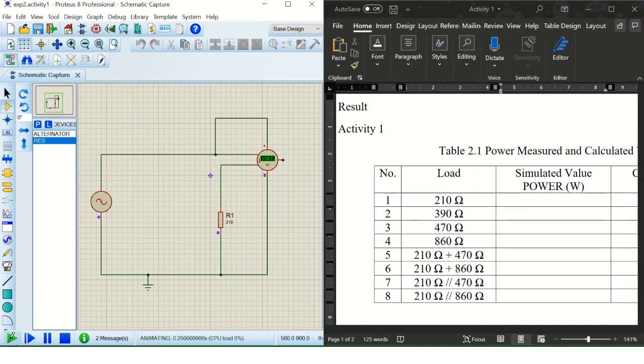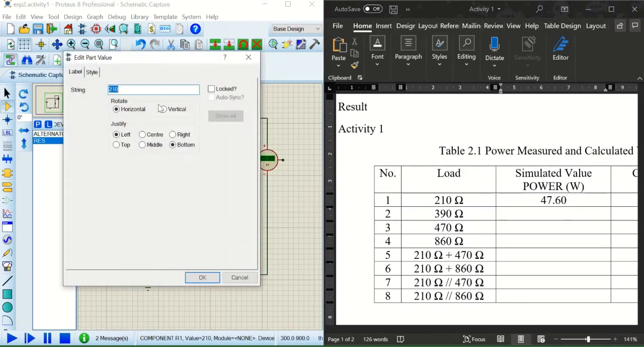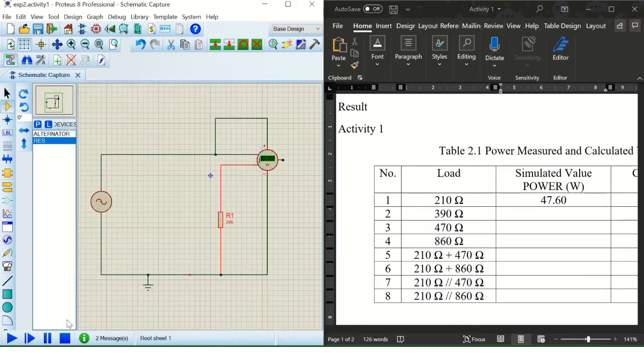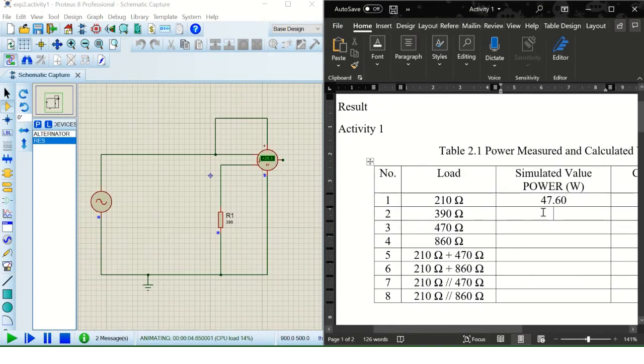Okay, now let's see how much power is in the 210 ohm. So the power of 210 ohm is 47.6 watts. Okay, now let's see how much power is in the 390 ohm. The power of 390 ohm is 25.6 watts.